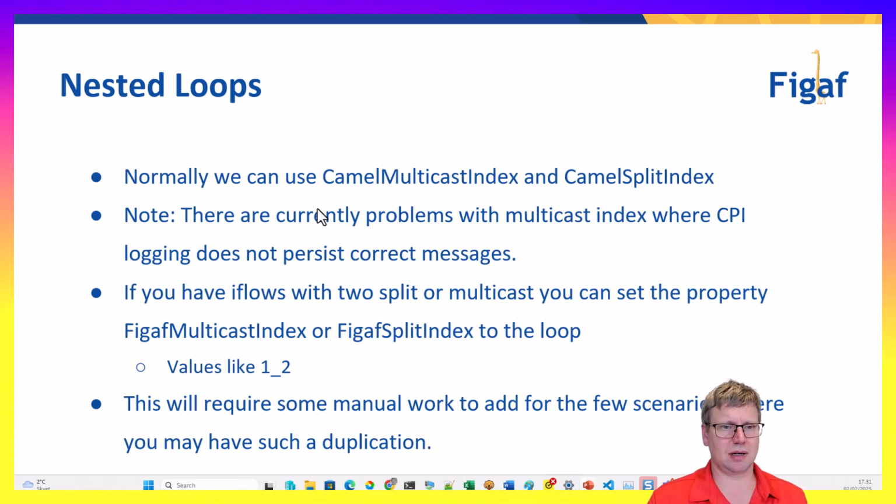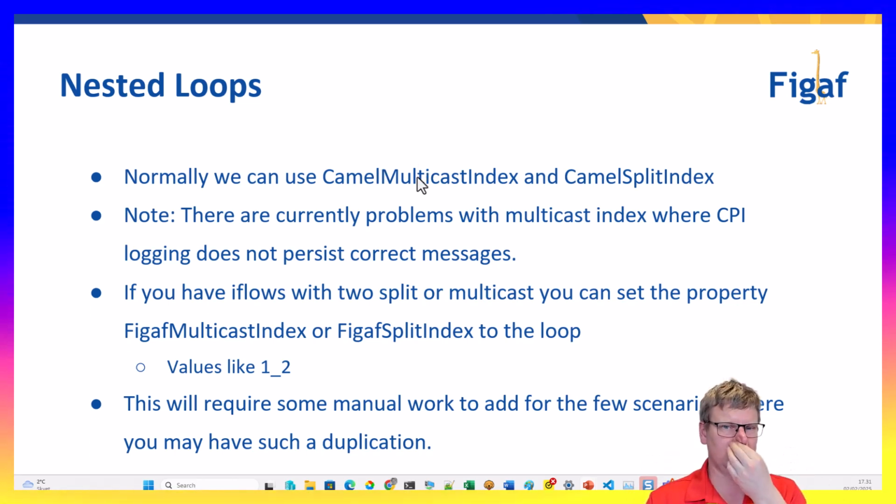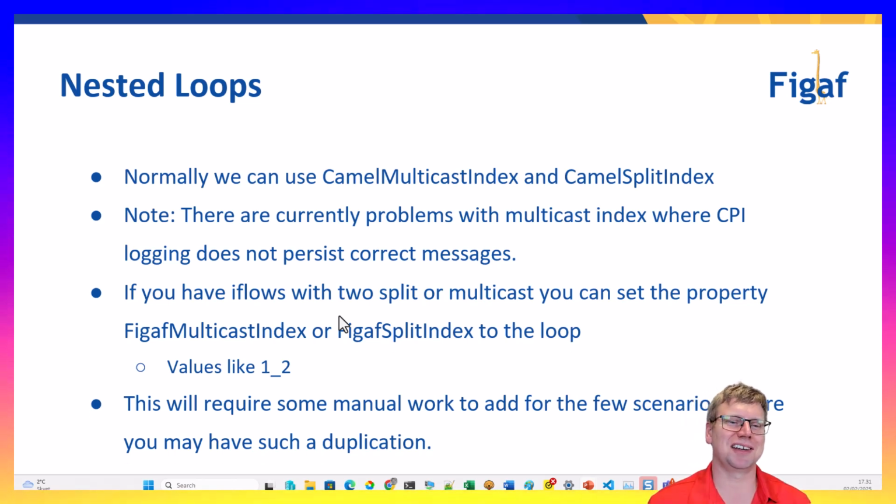There is this thing about nested loops. In general, we use this Camel multicast index, but we would have some scenarios where you have multiple nested elements in it. Maybe it's more synthetic cases, but then you need to create a property called Figaf multi-index or split index, where you can add these things, and these would be used for the validations.